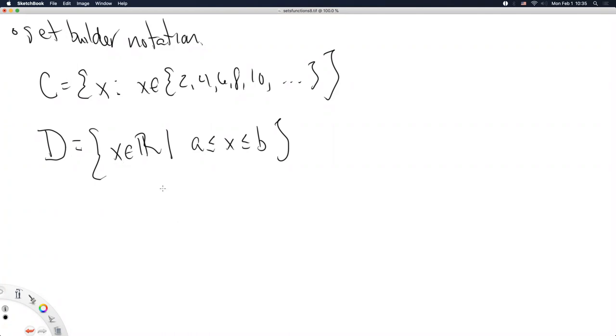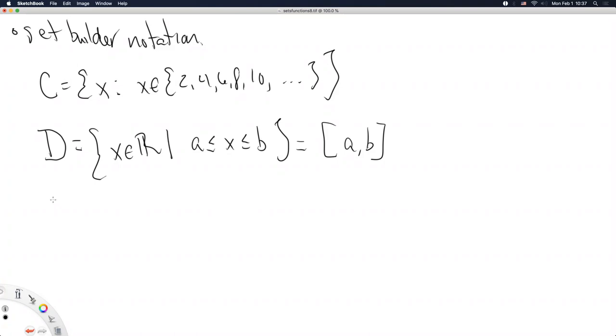So my second set D here is all of the elements X in the real numbers such that, or however you want to read this, A is less than or equal to X and X is less than or equal to B. That is essentially the interval A to B, which is the more common notation for it. So it turns out this set builder notation is a way for us to describe a little bit more formally how the set enclosed by curly braces should be formed. There are instructions for what to do with the elements, given some constraints on the elements.